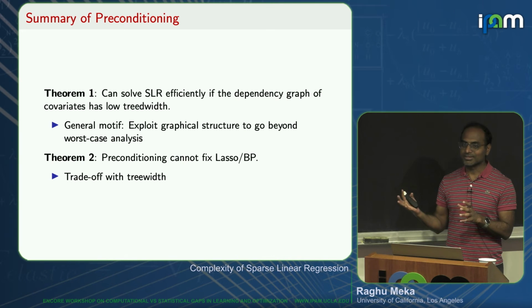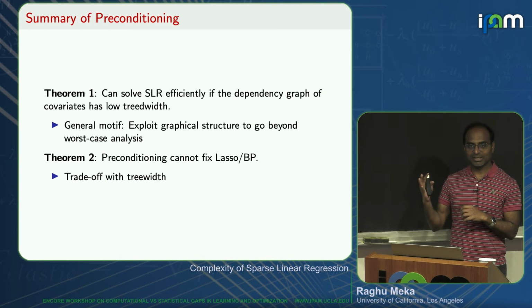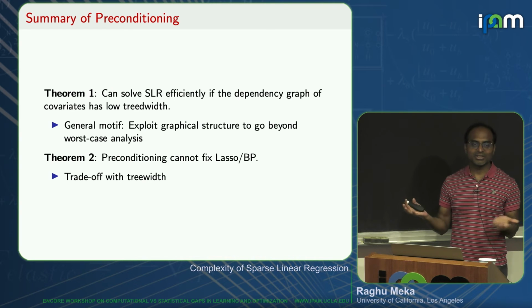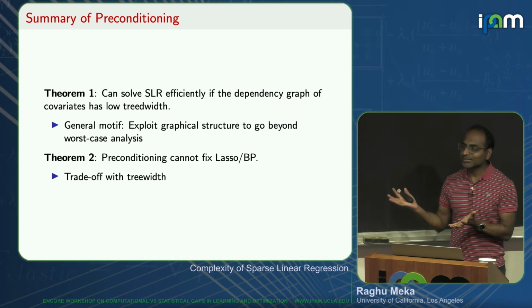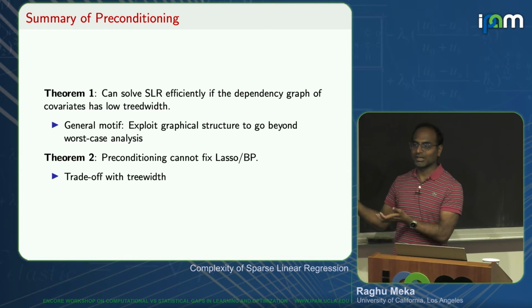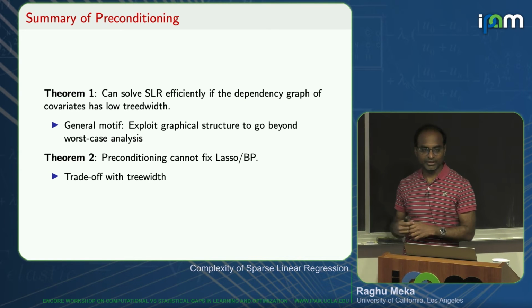But in summary, there are nice instances where you exploit the graphical structure to go beyond worst case analysis in the sense of sigma. So we can get t times k times log squared n. And on the other hand, preconditioning is not going to be our elixir. It's not going to fix all of the problems that we have for sparse linear regression. There's a tight trade-off, or reasonably tight trade-off, with treewidth.